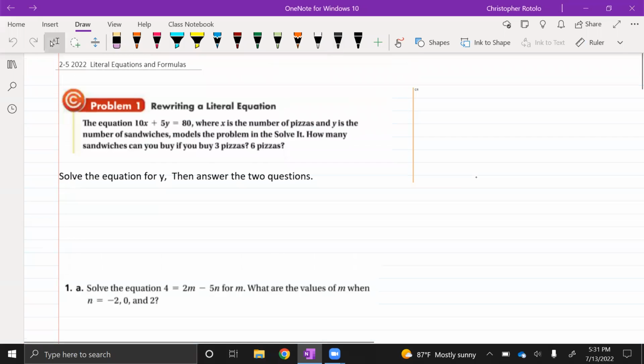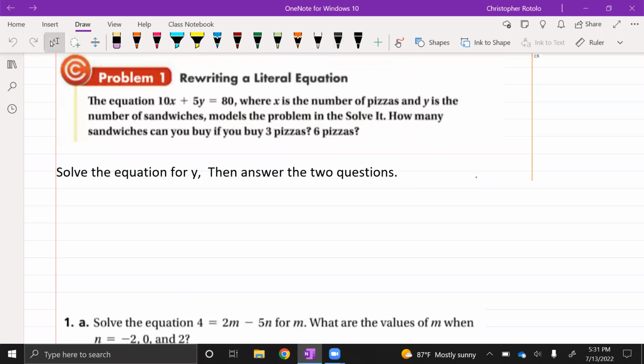All right, friends, the next thing we have to do is take a look at literal equations. These get a little bit frustrating because we're not getting just a number answer sometimes. We're just trying to rearrange some equations. So that's multiple parts to this one. So just bear with me here.